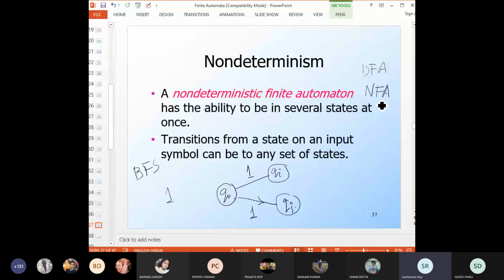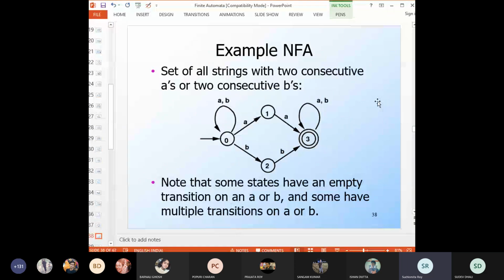You can have more than one next state for a particular state, on a particular input character. So that is the most important feature of non-determinism, where a transition on an input character can take you to not just one state but a set of possible next states. In such a situation, working with an NFA or transitioning through an NFA is a little more difficult. So how do we do that?